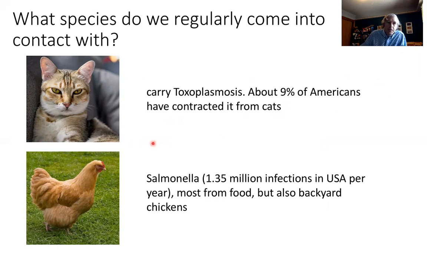In addition, one of the big ones that gets us a lot is salmonella. We currently have about 1.35 million infections of salmonella in the USA per year. Most of these infections come from food, from either eating undercooked food or from contamination between cooked food and uncooked food. This is why in your fridge you're meant to store cooked meat and uncooked meat very separately from each other.